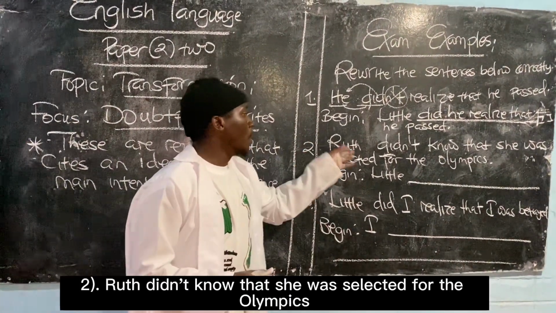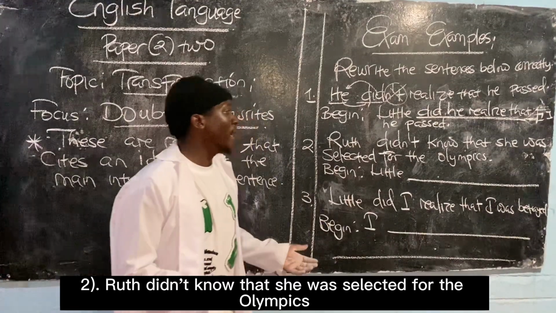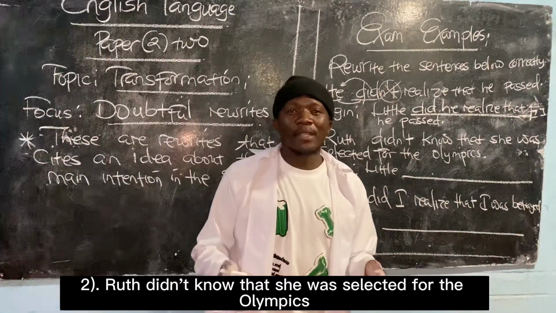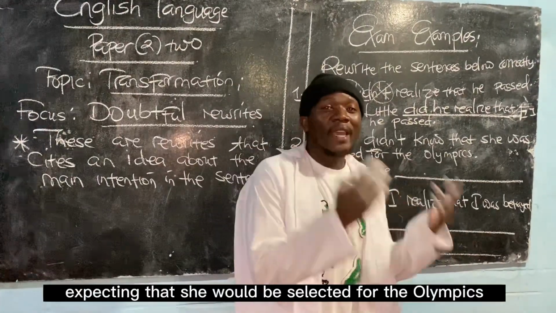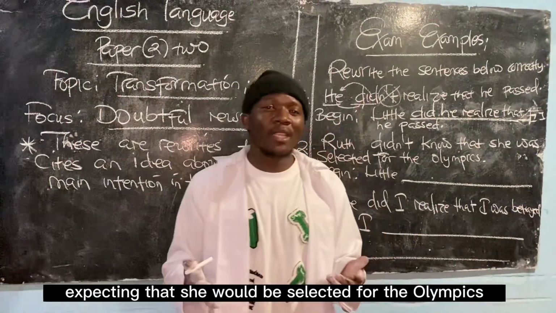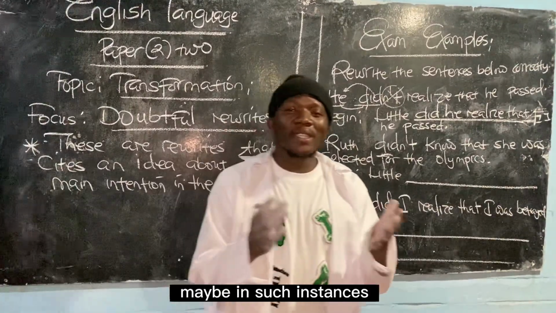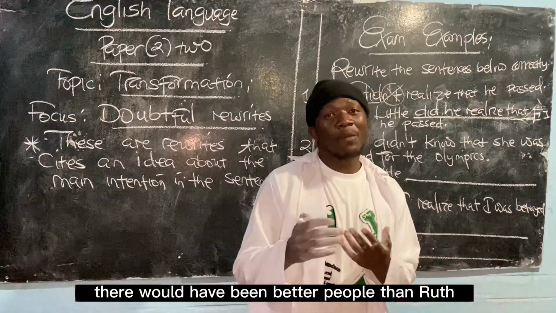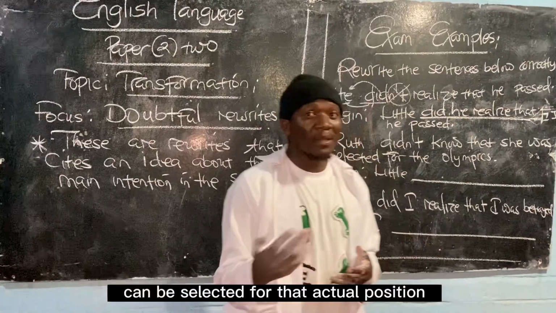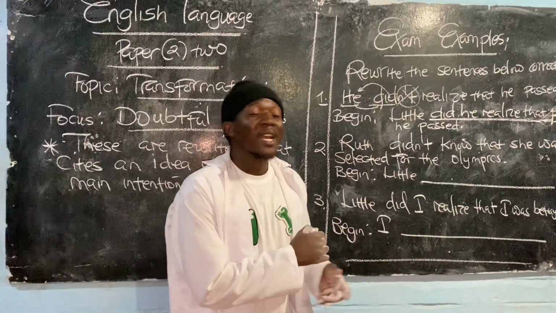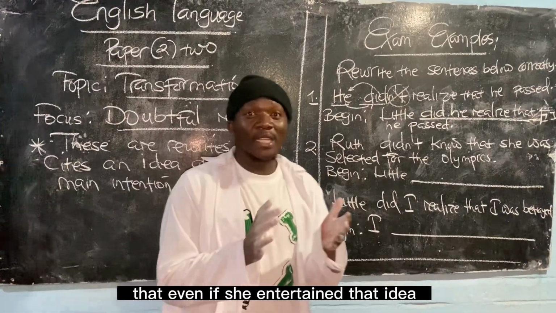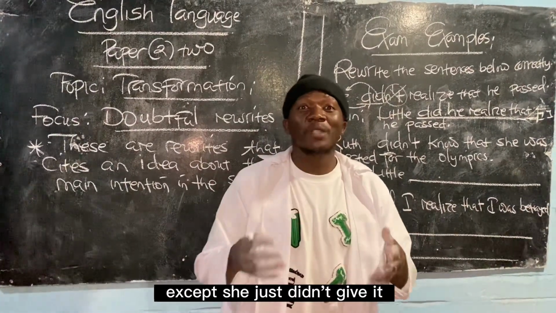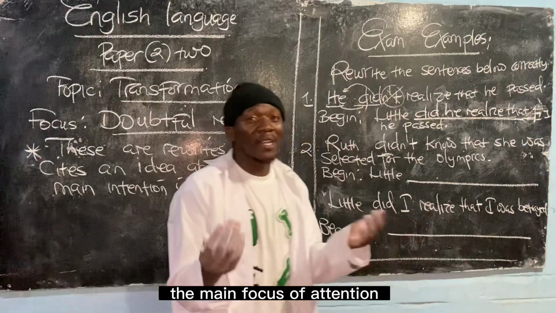Number 2, Ruth didn't know that she was selected for the Olympics. Truth is, Ruth might have been expecting that she would be selected for the Olympics. Maybe in such instances, there would have been better people than Ruth who could be selected in her place for that actual position. So this gives us the idea that even if she entertained that idea that she would be selected, she just didn't give it the main focus of attention.